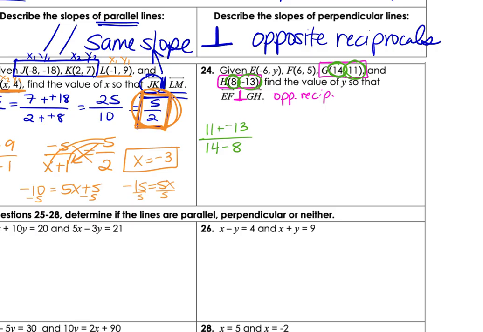All right, so this becomes 24 over 6, which is 4, right? So the slope of GH is going to be 4, okay? Now, EF needs to be perpendicular to that. So the slope of EF is going to be what? Tell your neighbor.